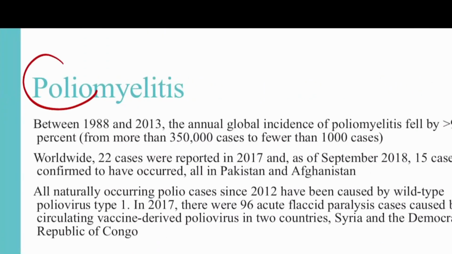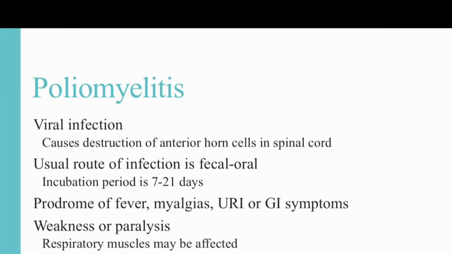Polio is the next one. Okay, it should have been gone, but it's coming back a little bit. You can read all that on your own, it doesn't matter. Usually there's a viral infection and it causes destruction of the anterior horn cells.